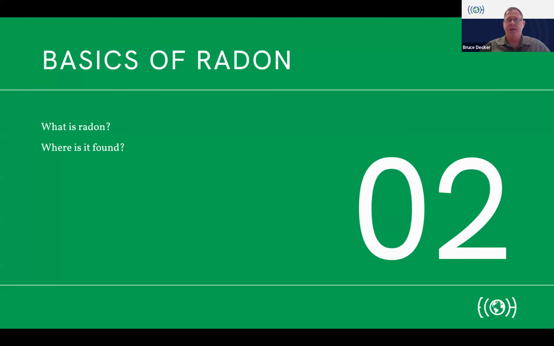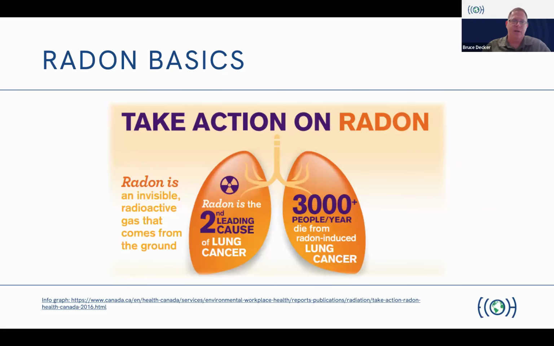Okay, so right into it. The basics of radon. What's radon and where is it found? Okay, quite simply put, radon is radiation. It is the leading cause of lung cancer in non-smokers, and it's responsible for killing more than 3,000 Canadians annually.